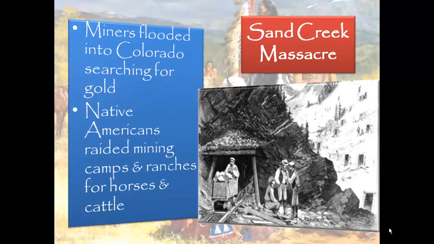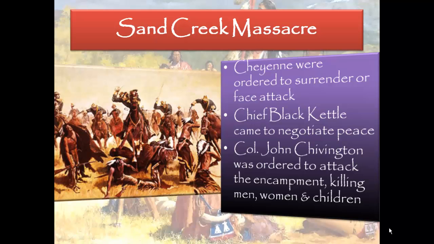And so as a result, the Native Americans raid their mining camps and their ranches. They steal their horses and cattle. And it's going to escalate to the point where ranches are being burned and the violence is getting out of hand. And so trade is going to come to a standstill in this area.